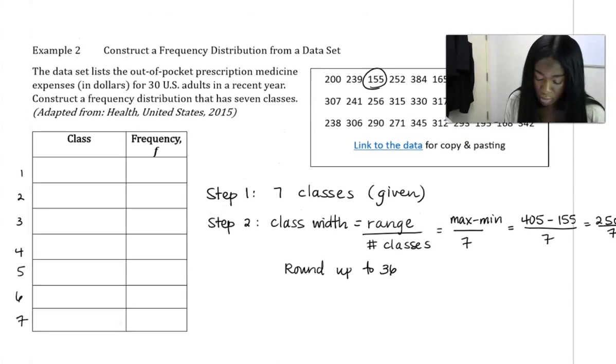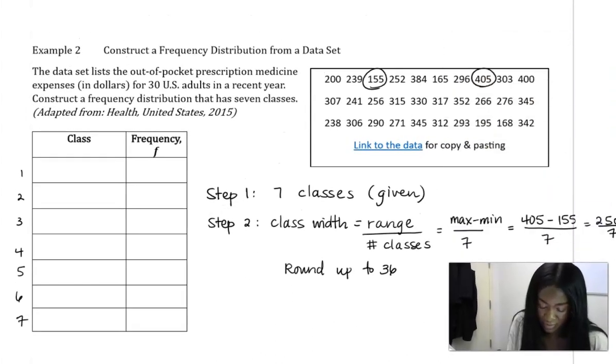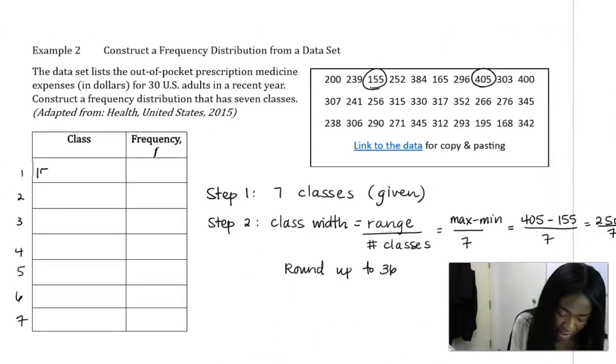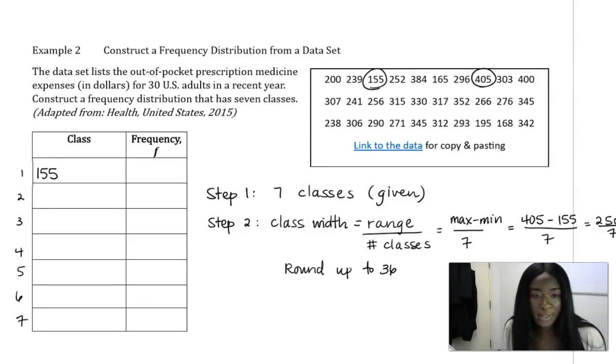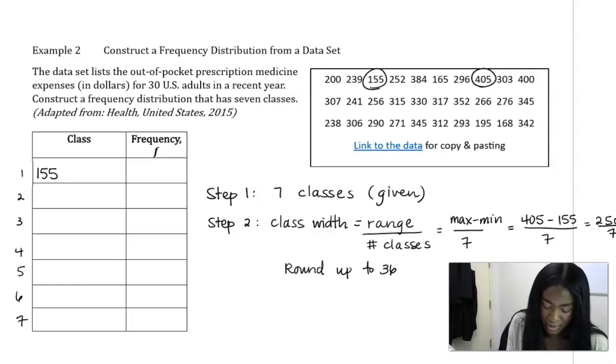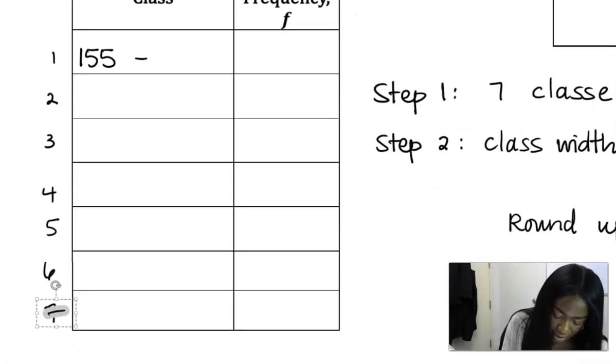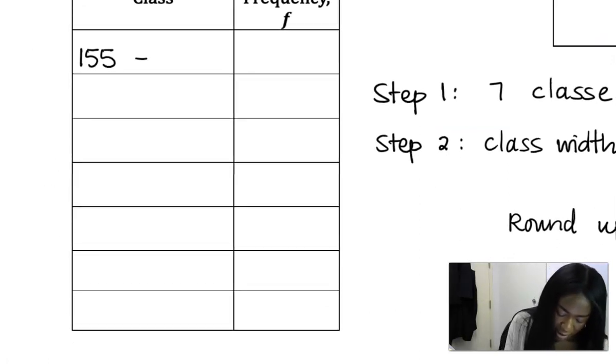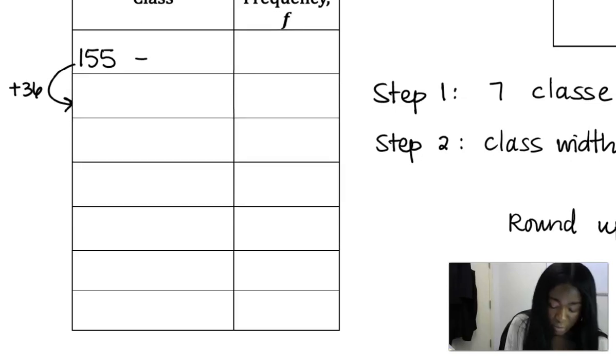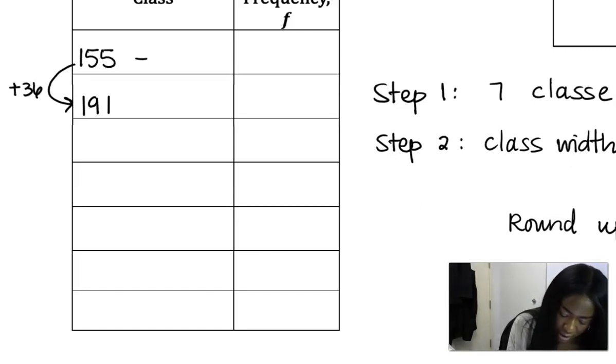So the smallest number in this data set was 155, so I'm going to use that as my starting lower class limit. And then I can build the rest of these, so I need to figure out what all these other numbers are. Well, I know that I can build the rest of the lower class limits because I know that the class width is 36. So I should be able to add 36 and find the next lower class limit of 191.